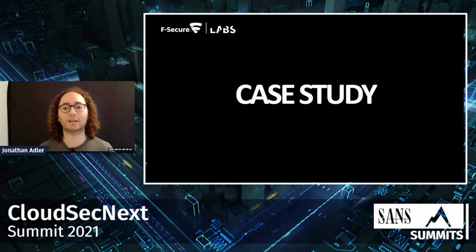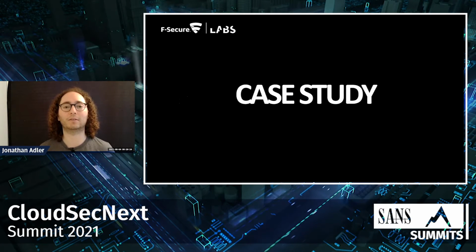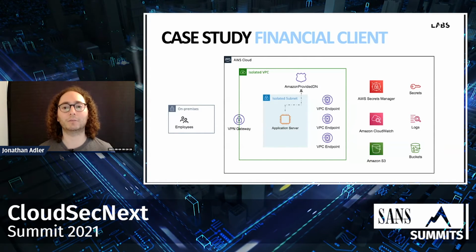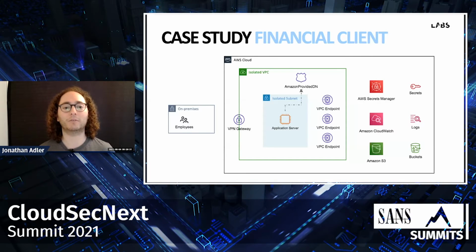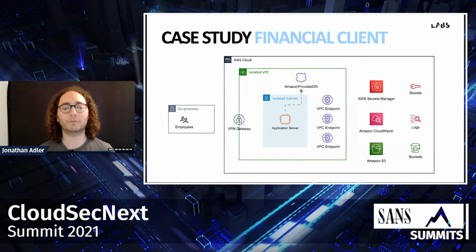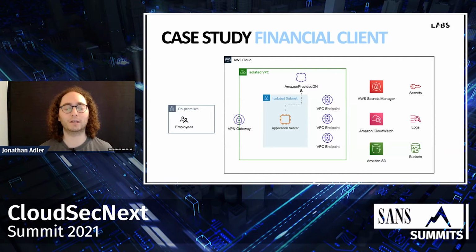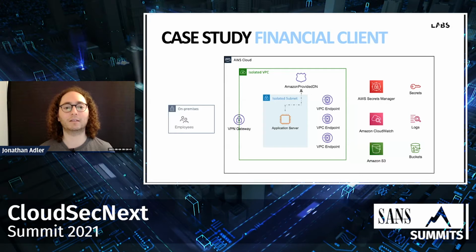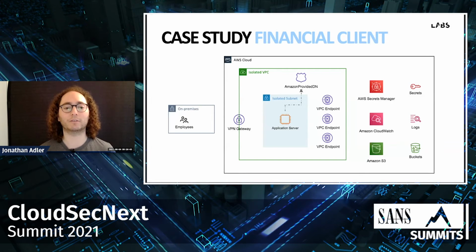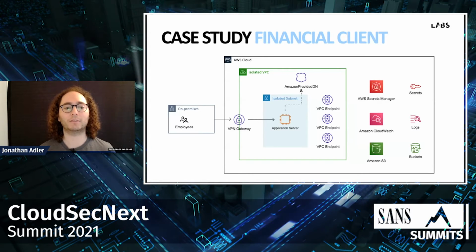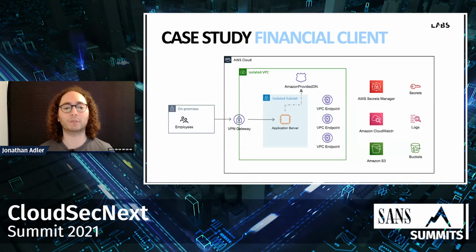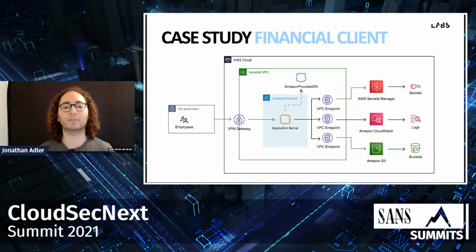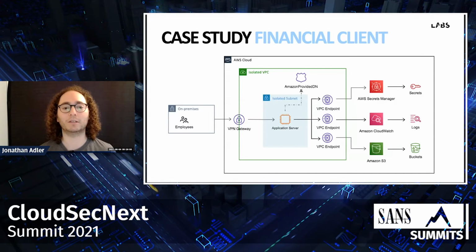So looking at a case study involving an engagement that I did for a large global financial organization. This is the same diagram that we looked at earlier, where we have this sensitive workload running on an EC2 instance, what I call here an application server. And this instance needs access to these various services. So our employees, again, access the application server through a VPN gateway. And then the EC2 instance itself accesses each of these three services through these VPC endpoints.